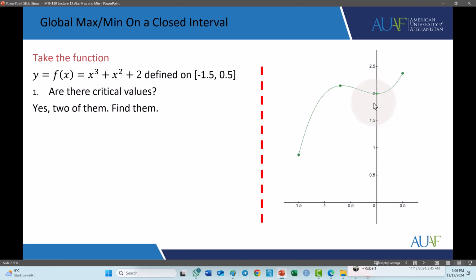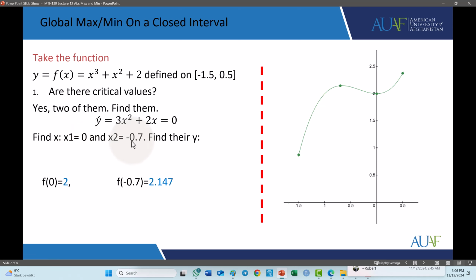Let's find those points. For that, we take the first derivative and set it to 0, because as we said, at a critical point where the derivative is defined, which is a smooth turning point, the derivative is 0. The derivative is 3x squared plus 2x, set to 0, and then we solve this quadratic equation. Taking x as a common factor, one of the x's would be 0. The other x would be minus 0.7. Then we find the corresponding y values for x1 and x2 to get f of 0 is 2. That's this point here. And f of minus 0.7 is 2.147, which is this point here.